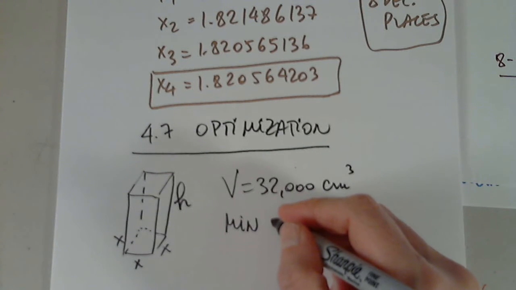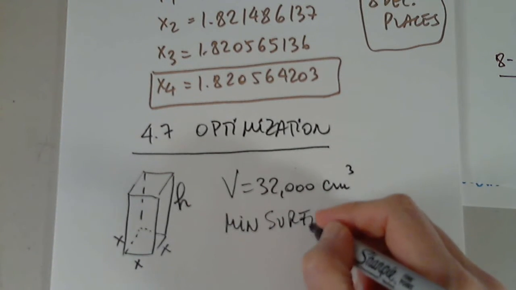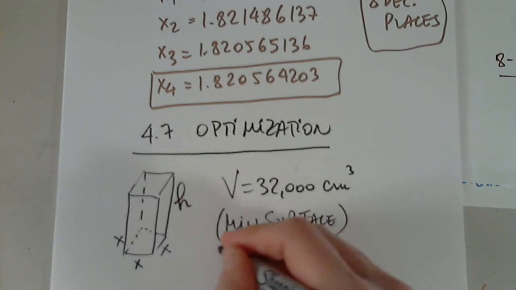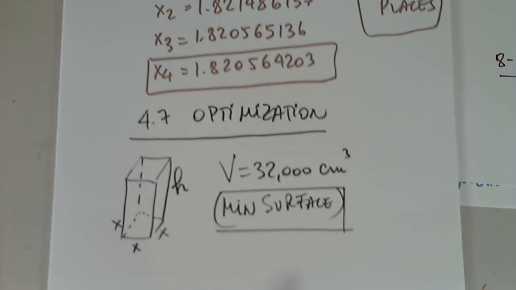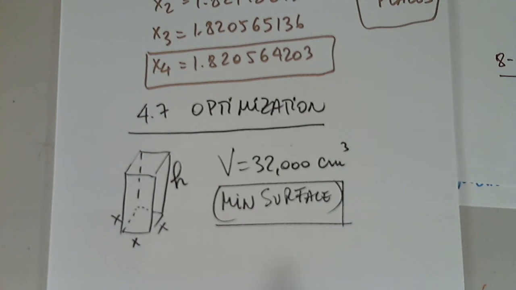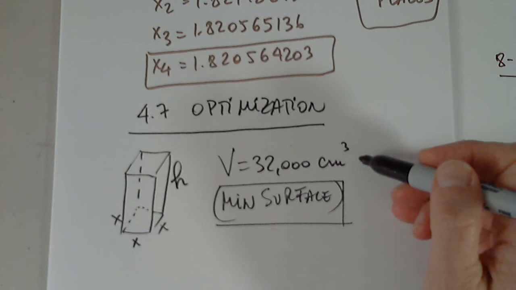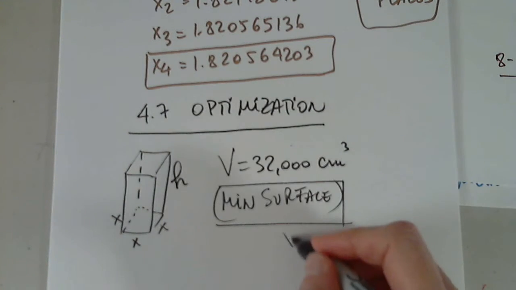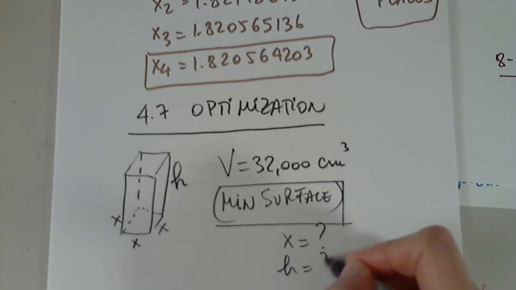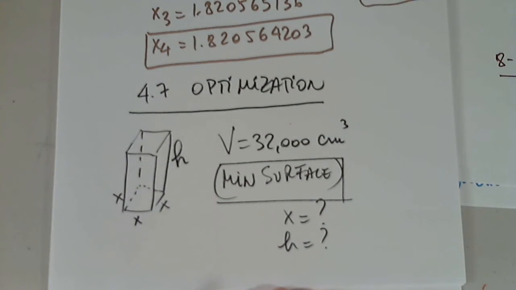Minimize surface. This is what we're asked to find. One more time. A box with a square base and open top has a volume of this. Find the dimensions of the box to ensure a minimum amount of material used, which means a minimum surface. Okay.